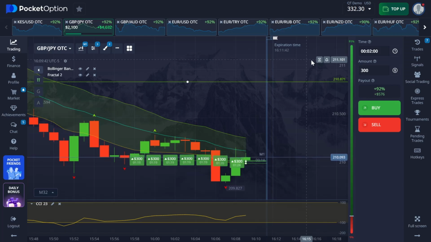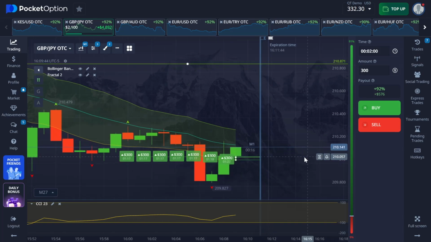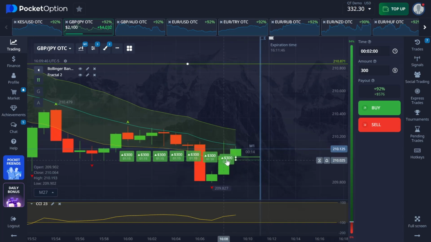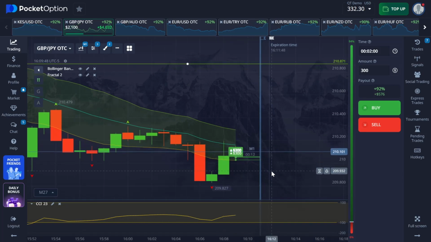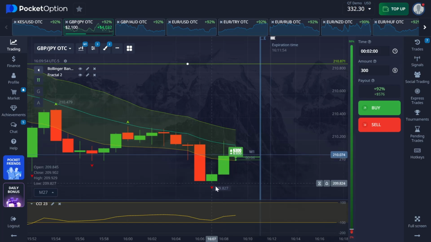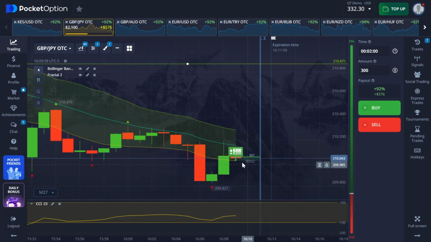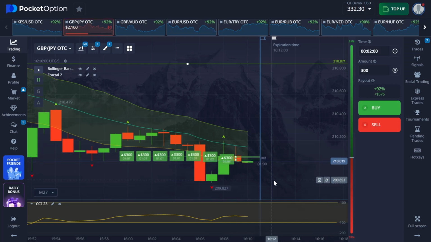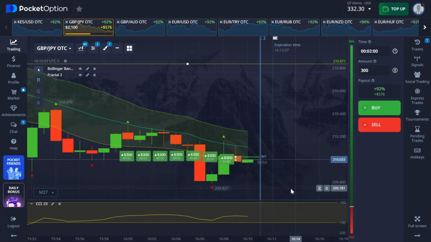Guys, as you could see right here, this is a very good moment because if I remove this dollar sign, the candle closes in the Bollinger Band plus the fractal gives a signal plus the CCI is giving a signal of buying pressure. So therefore, we're expecting the price to go higher. So we're waiting for the price to close. And I'm very sure about this trade because I could see that the signal is so strong.